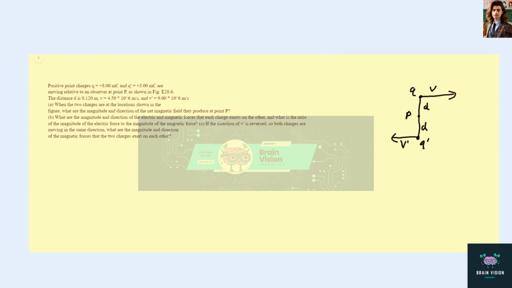Okay, problem 28.6, we have 2 point charges of positive charge of certain values, and they're moving in different directions, and they're a certain distance apart from this point P. So first question is, when 2 charges are located as shown in the figure, what are the magnitude and direction of the net magnetic field they produce at point P?